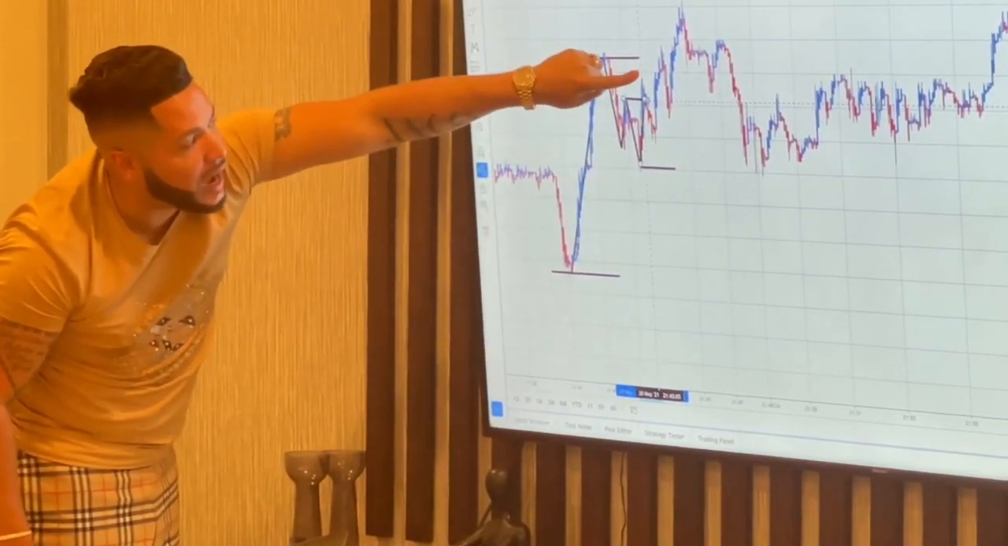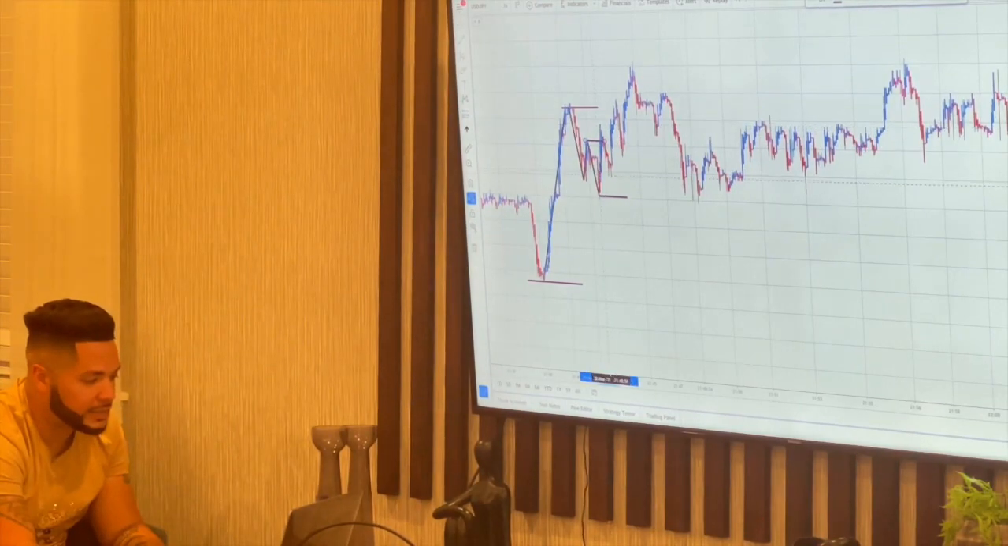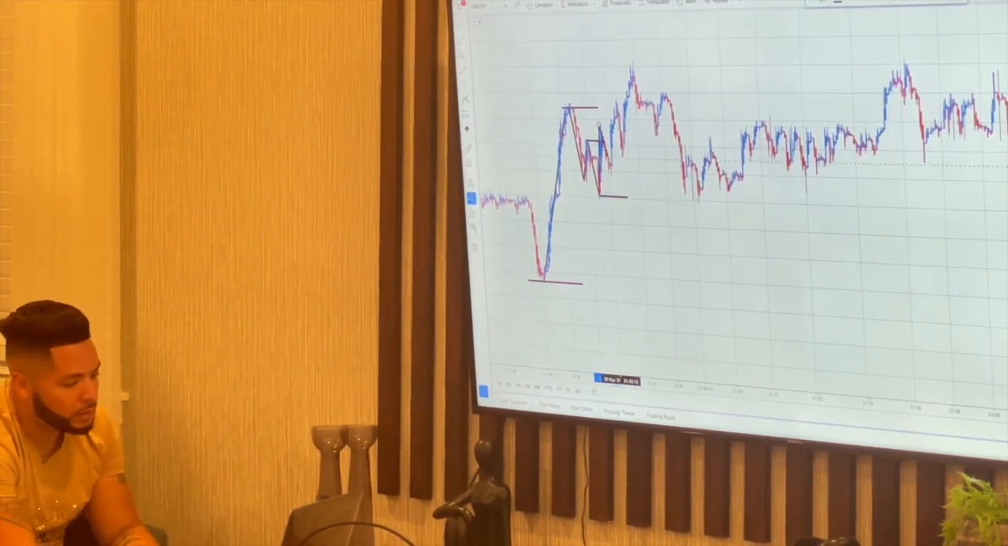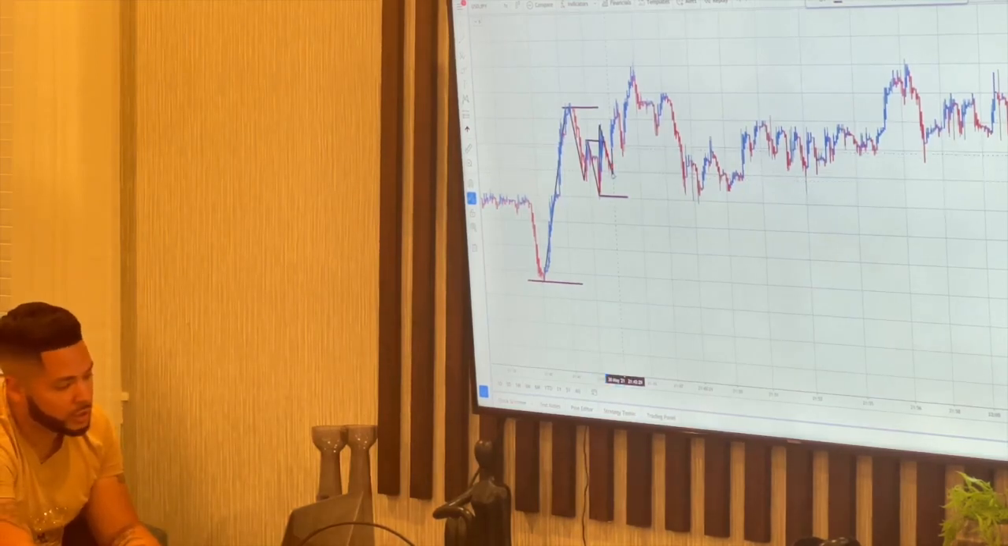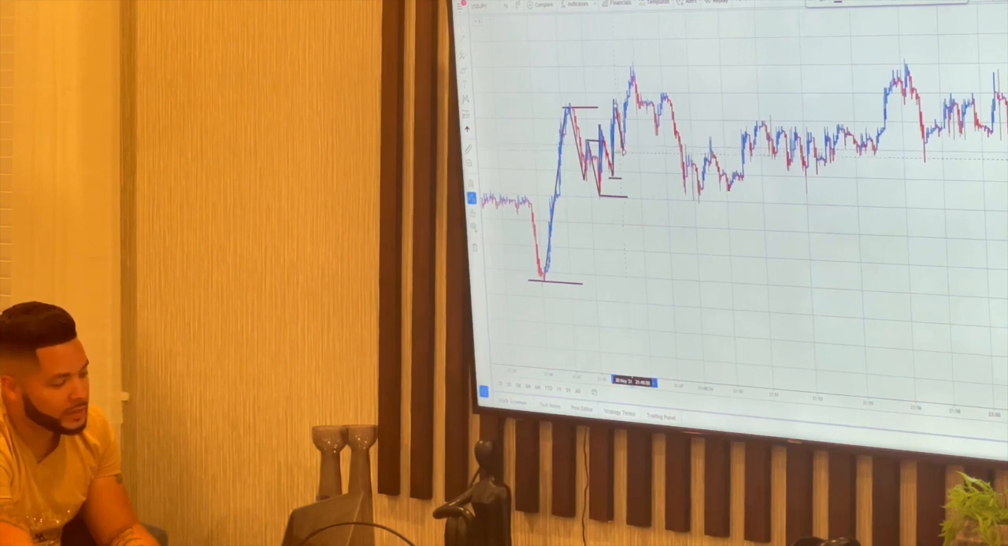But when it broke that high, what did the market do now? It set the new high. Now when it set the new high, the market came low. What did the market do from here? It set a new high. Boom, that pullback. Now, once the market created that high, the market pulls back. This is your next entry.